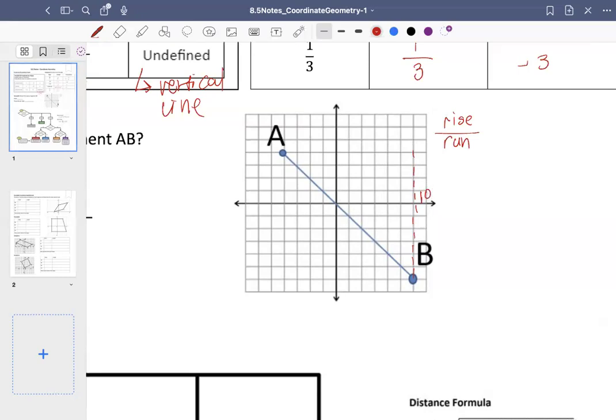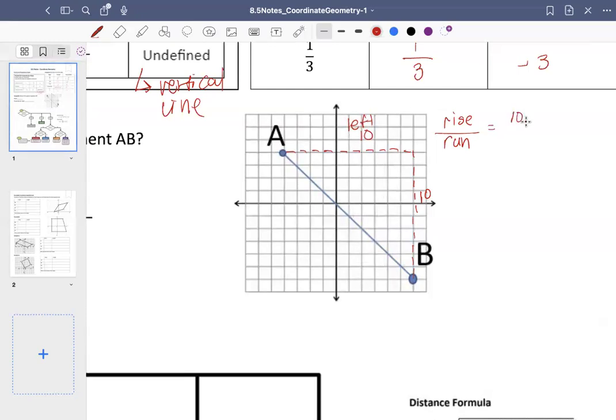Okay, now I'm going to count my run. I go left to A. So I go 1, 2, 3, 4, 5, 6, 7, 8, 9, 10. I'm going left 10. Right. So now I've done the count, I want to put it into that fractional rise over run.